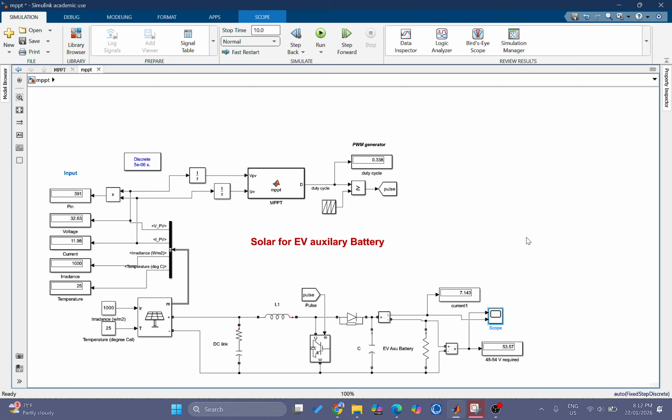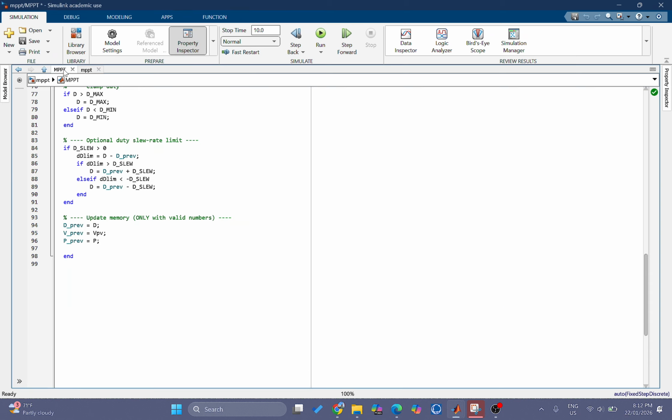I will be uploading this complete MATLAB Simulink model, then the MPPT source code, and all the related technical documents, calculations, and the report. You will be able to download the full simulation file, study the block level implementation, modify parameters, and reuse this model for learning, for your academic projects, or for research.